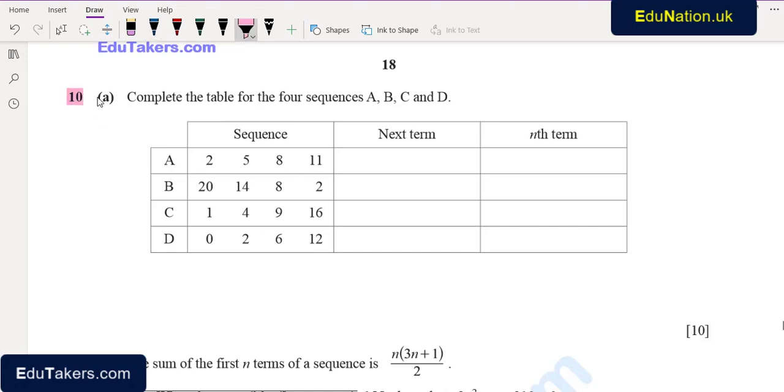Next is question number 10, part A. Complete the table for the four sequences A, B, C, and D. We have to find the next term and the nth term.